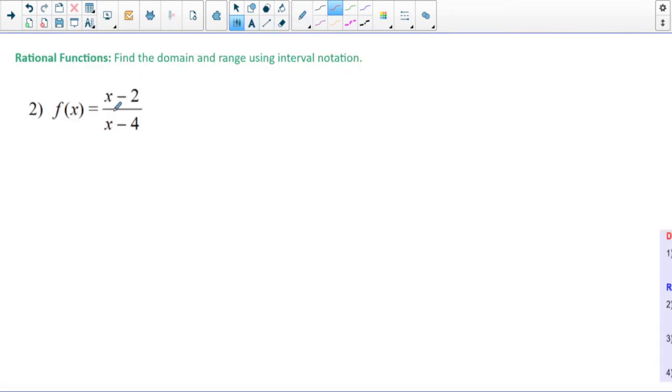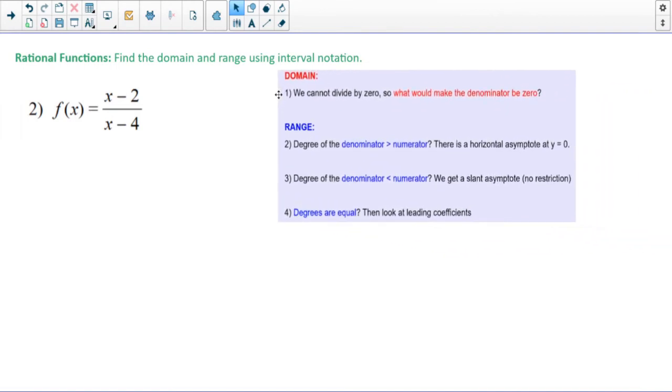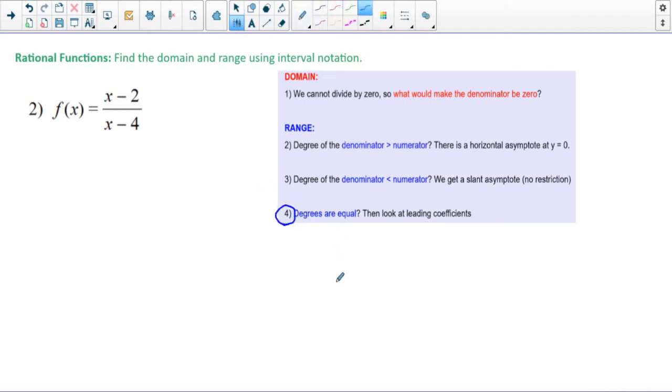All of these rational functions, you'll notice they're all big fractions, and we call that a rational function. And here I'm asking you to find the domain and the range. So let's start by finding the range first, working backwards here. We have three different rules we can pick from to find the range, and the one I'm going to use is this last one, rule number 4.